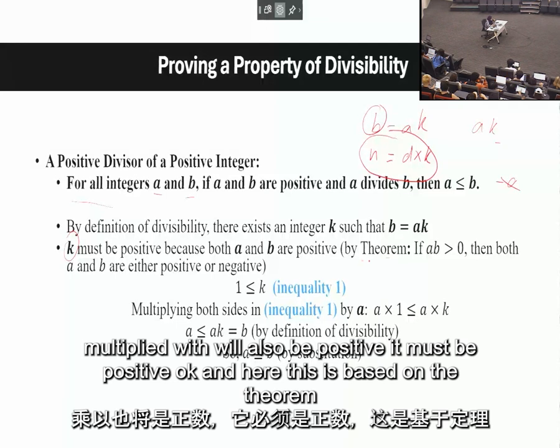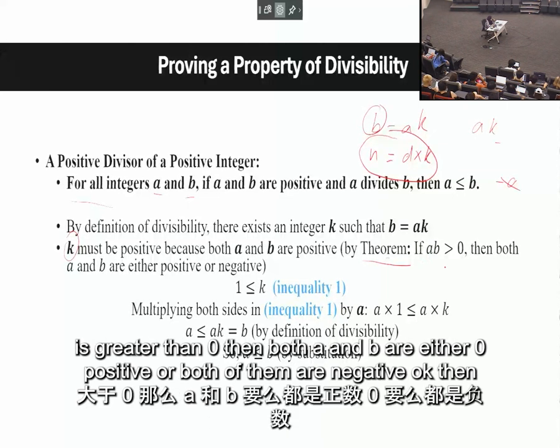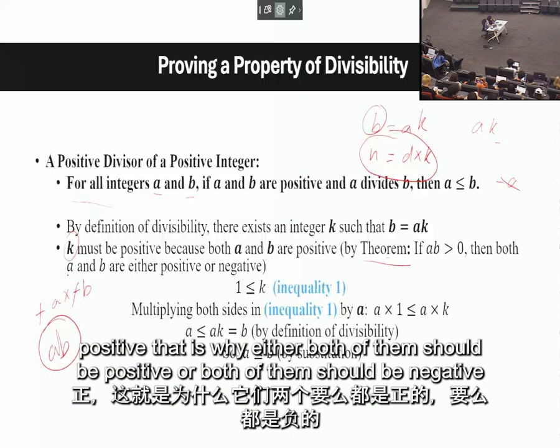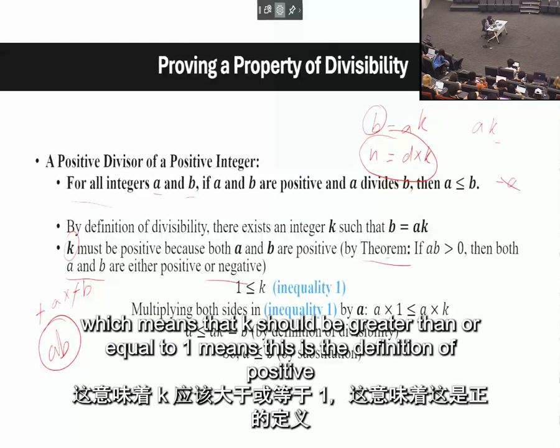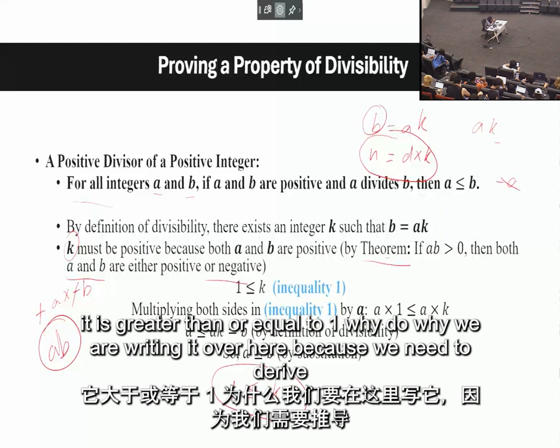And here this is based on a theorem. This also you can find in your appendix A. The theorem is that if the product ab is greater than 0, then a and b are either both positive or both negative. When both of them are negative, it is cancelled when you multiply, so the result is still positive. Which means that k should be greater than or equal to 1. This is the definition of positive integers: we know that they start from 1. So k, which is a positive integer, is greater than or equal to 1.